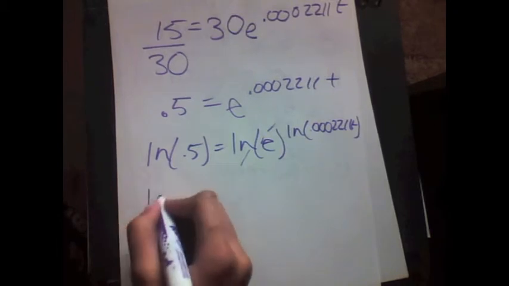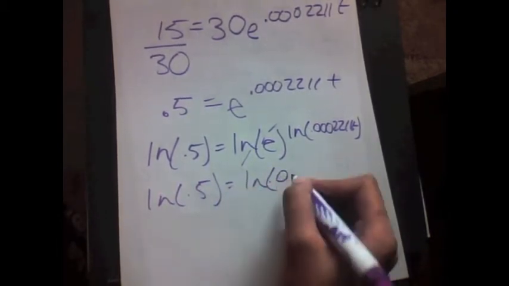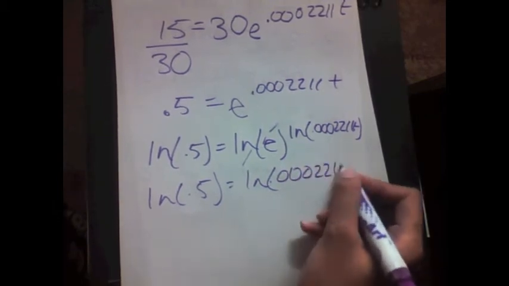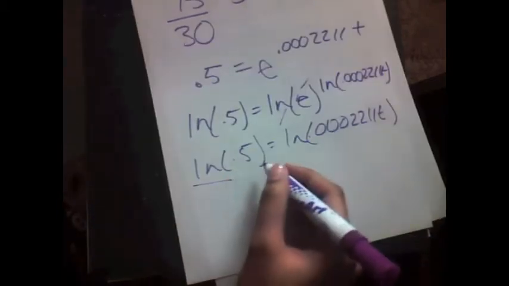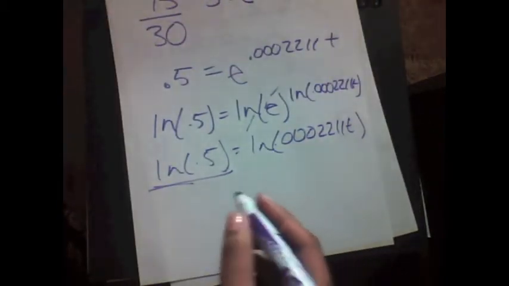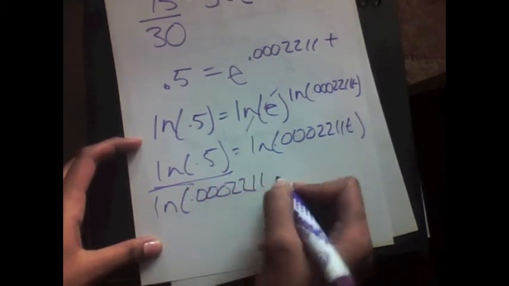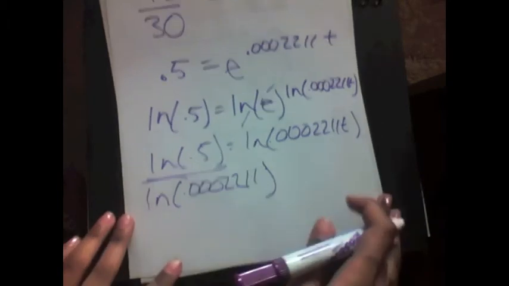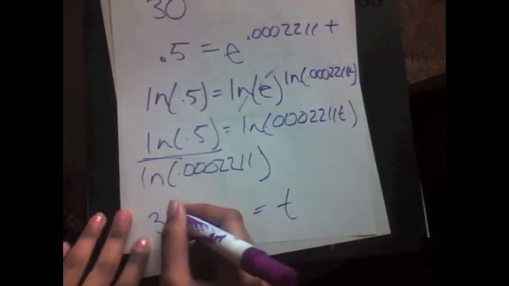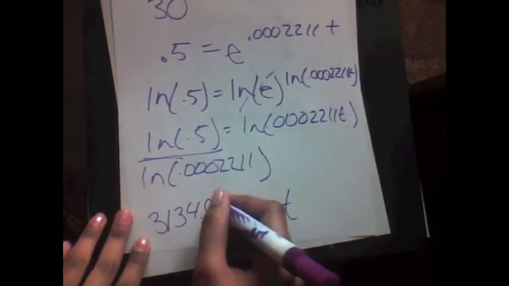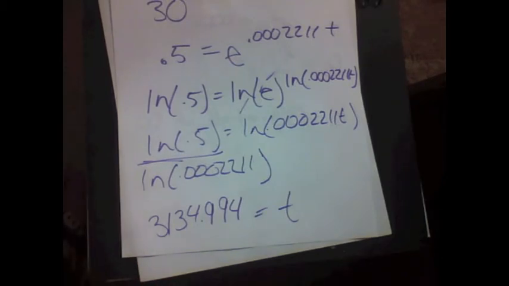Perfect. Now we have ln of 0.5 equals ln e times 0.002211 t. Of course, t is on this side, so we're going to divide by ln. Use parentheses and a calculator, and we'll get your answer. Our answer turns out to be 3,134.994. That was your answer.